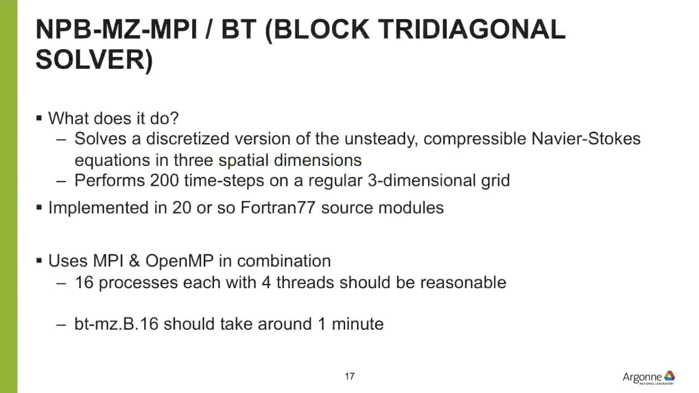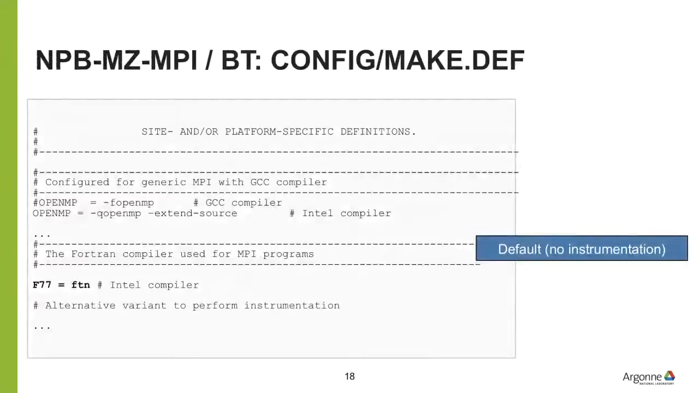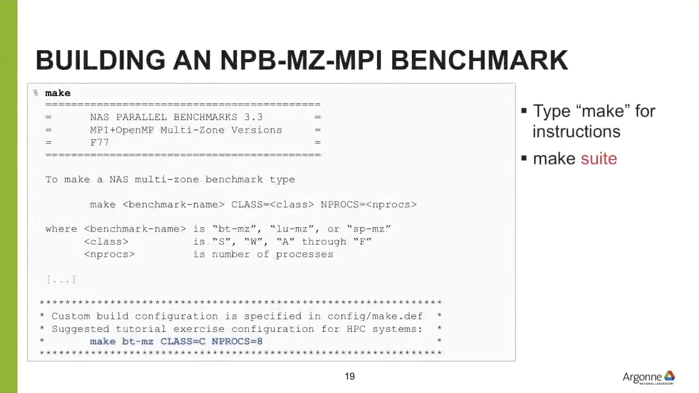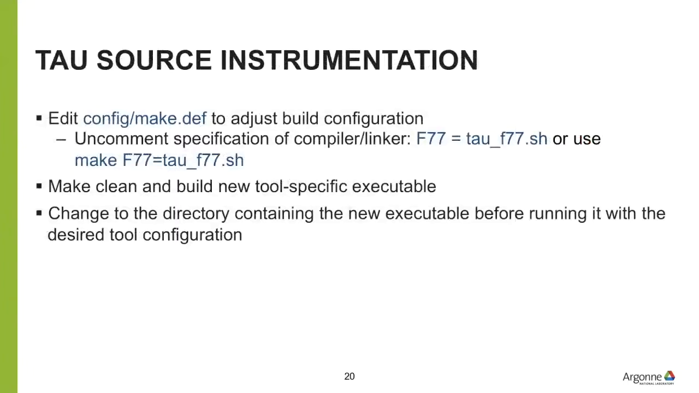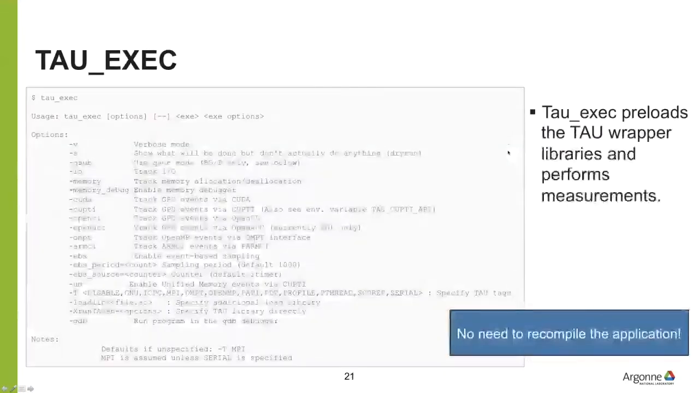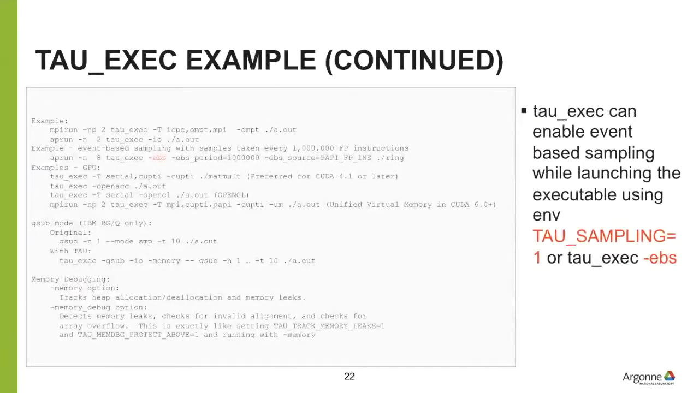So you can read more about this code on the web. And if you want to instrument the source code, you can also look at the makefile or the make.def file that comes with this and change that to use a different compiler. But by default, we just say make suite. And if you want to use source instrumentation, you could change the Fortran compiler name from FTN to something like tau77.sh and compile it. But tau_exec is the tool that will allow you to look at the performance of MPI and OpenMP layers.